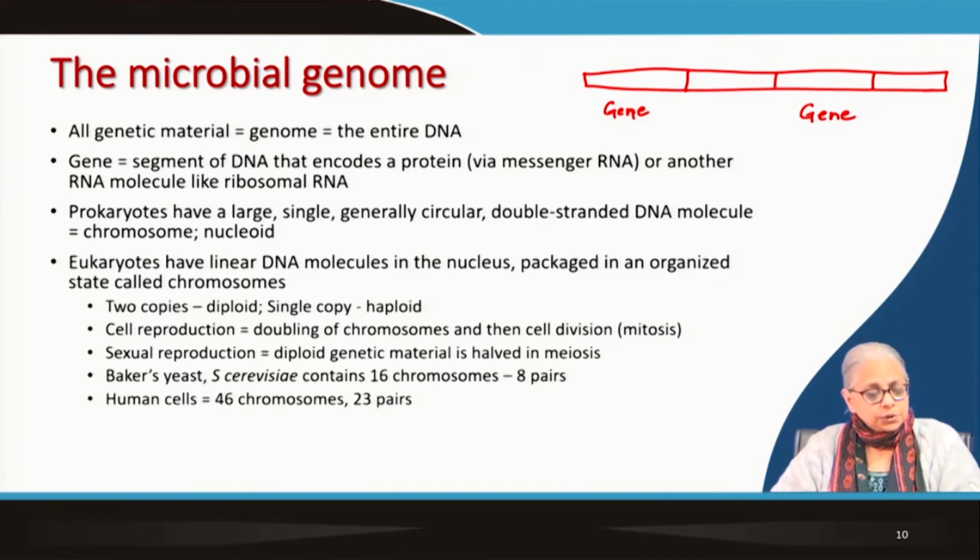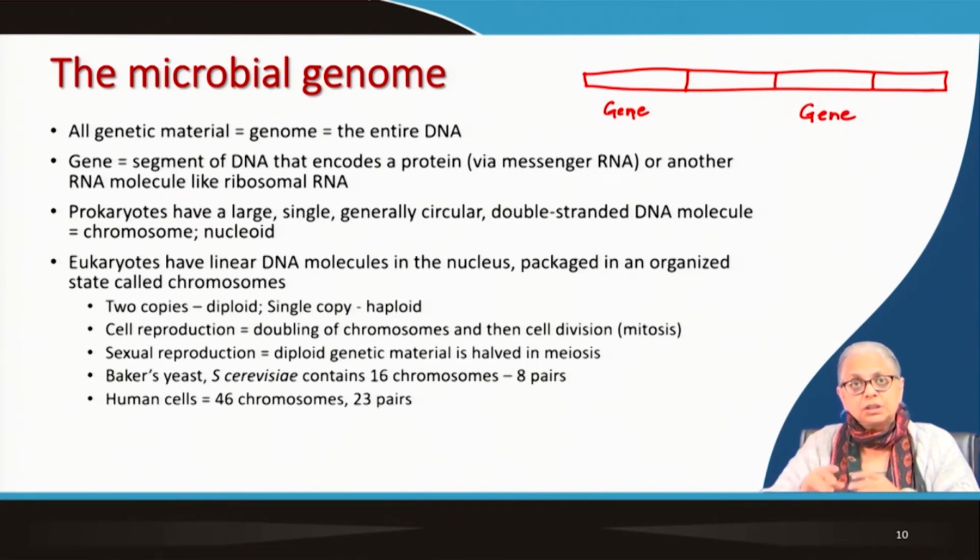Eukaryotes have a linear DNA in the nucleus, and because the nucleus is very well defined, the chromosomes, whether a single chromosome or multiple chromosomes, are packaged in a very organized state. If there are two copies of the chromosome, it's called a diploid cell. If there is a single copy, it's called a haploid cell. For cell reproduction to happen, the chromosomes have to be doubled, and then the cell divides. So for new biomass to be generated, you need doubling of the chromosomes followed by cell division.